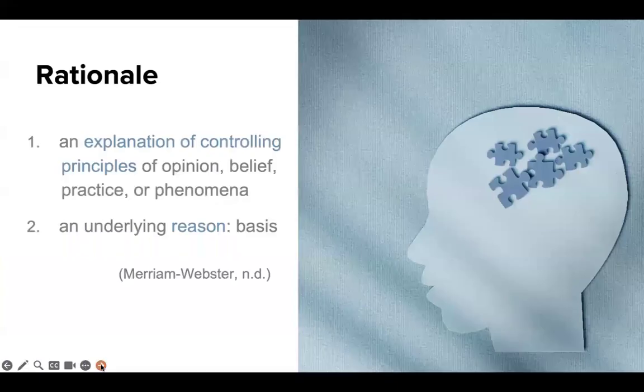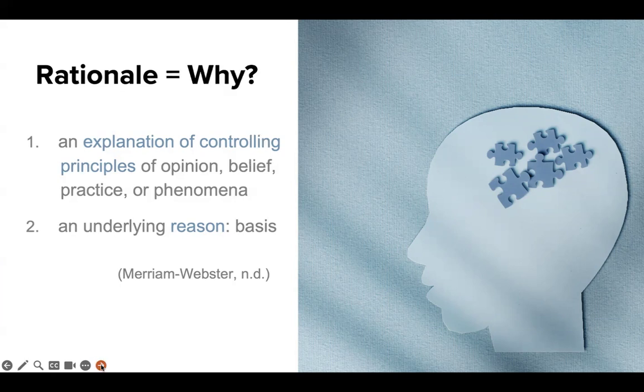So first, we're going to address what a rationale itself is. Merriam-Webster defines a rationale as an explanation of controlling principles of opinion, belief, practice, or phenomena, or an underlying reason or basis. So what this basically means is your rationale is why. Why are you doing something or why have you done something? I'll give you an example.